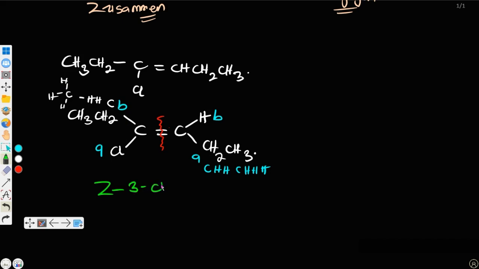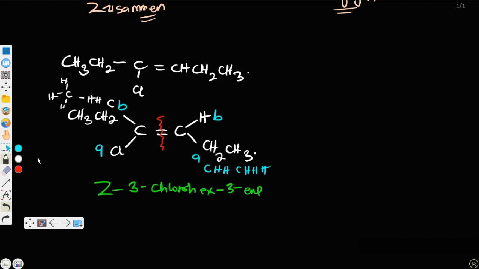The name of this compound is 3-chlorohexene. 3-chlorohex-3-ene, which is 1, 2, 3, 4, 5, 6. Here's what? 3-ene. This 3-chloro is correct now. At position number 3, you have the chloro group, right? And then you have 1, 2, 3. That's where you also have the double bond. Is that okay? So this is the Z isomer.